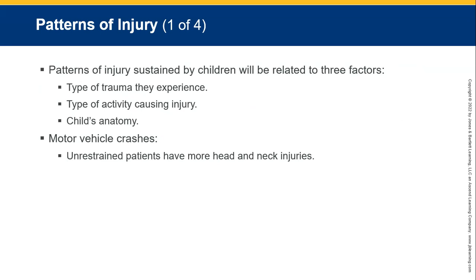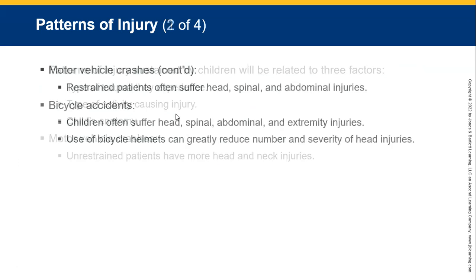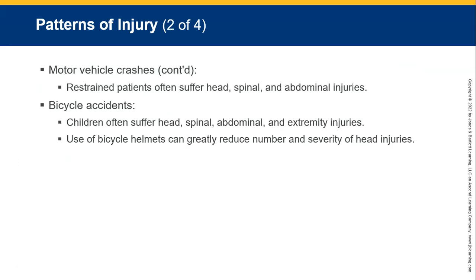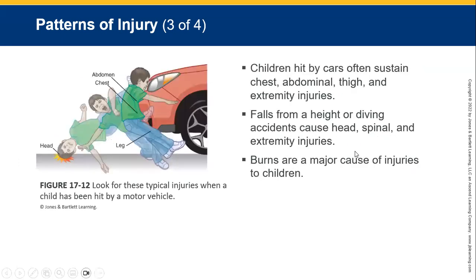Okay, motor vehicle crashes. Unrestrained patients have more head and neck injuries than those that are restrained. Restrained patients often suffer head, spinal, or abdominal injuries. Bicycle accidents: children often suffer head, spinal, abdominal, and extremity injuries. The use of bicycle helmets can greatly reduce the number and severity of head injuries. When a child is hit by a car, they often sustain chest, abdominal, thigh, and extremity injuries. Falls from a height or diving accidents cause head and spinal injuries, and sometimes extremity injuries.